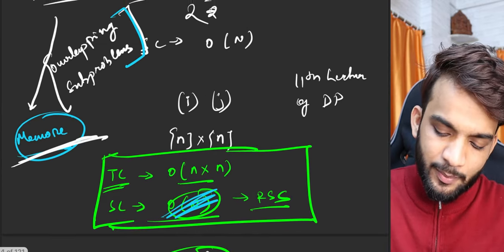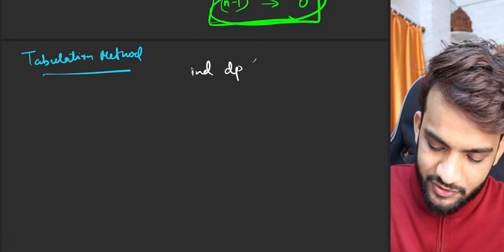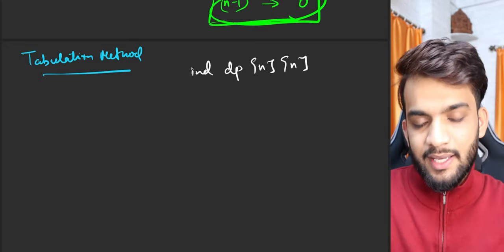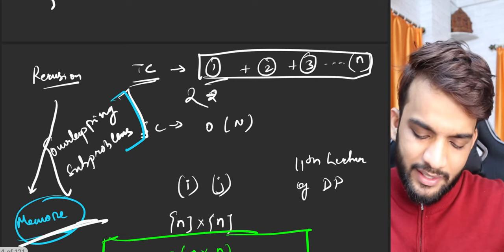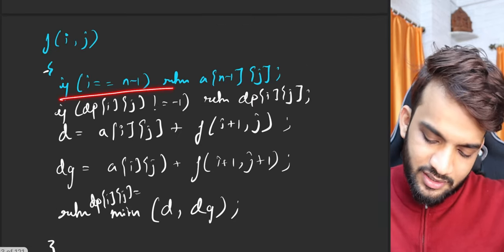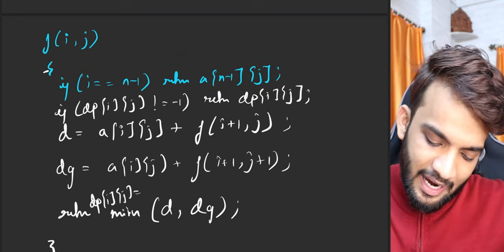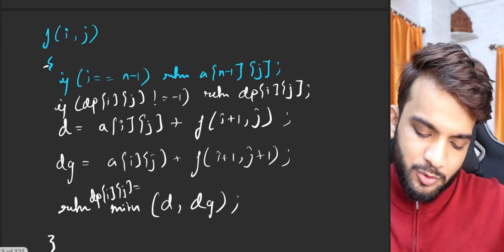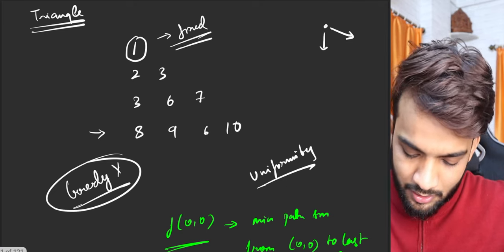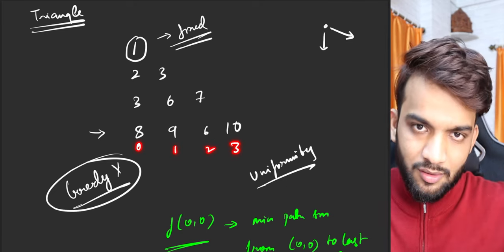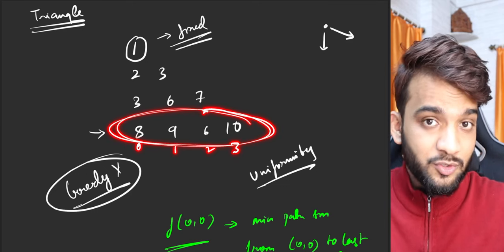Let's go across. By the way, the first thing in tabulation everyone knows is declare a dp of size n cross n. That is something which you have to declare, correct? Now going across, what do I see in the recursion? This is the base case. How many base cases can we have? If I'm saying i is n minus 1, what were the possible values of j? The possible values of j, if I just go to the example, 0, 1, 2, 3. There can be four different rows. There can be four different columns.